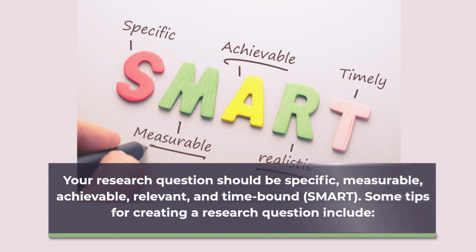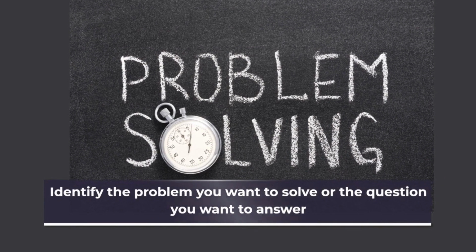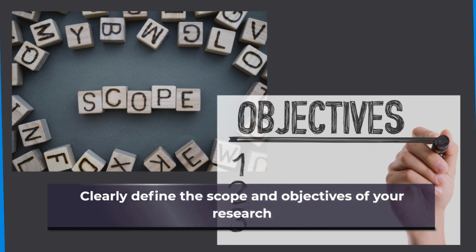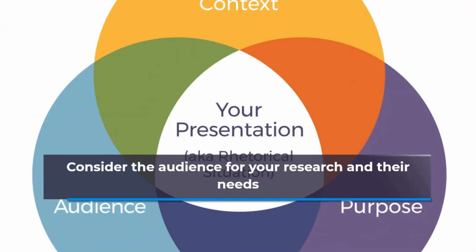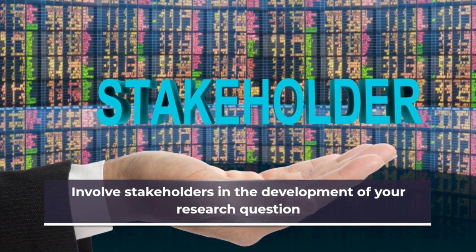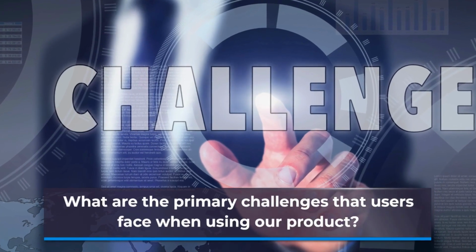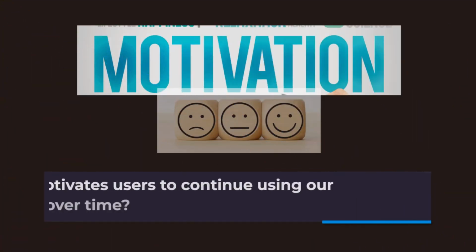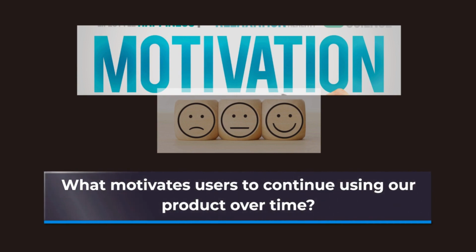Some tips for creating a research question include: identify the problem you want to solve or the question you want to answer. Clearly define the scope and objectives of your research. Consider the audience for your research and their needs. Involve stakeholders in the development of your research question. Some examples of clear research questions could be: what are the primary challenges that users face when using our product? How can we improve the onboarding process for new users? What motivates users to continue using our product over time?